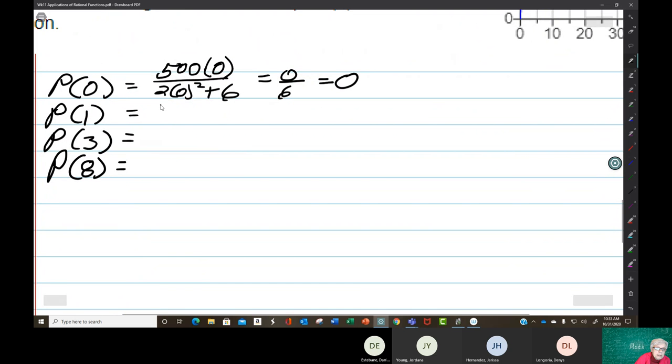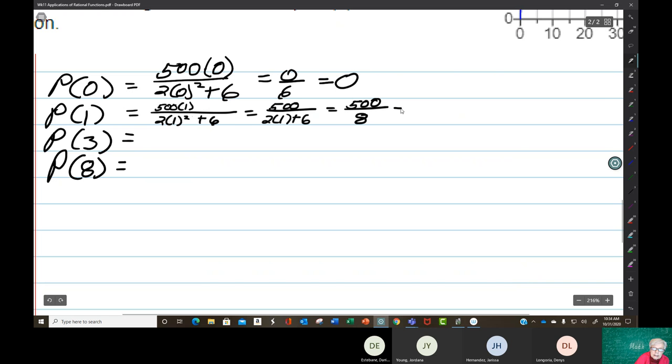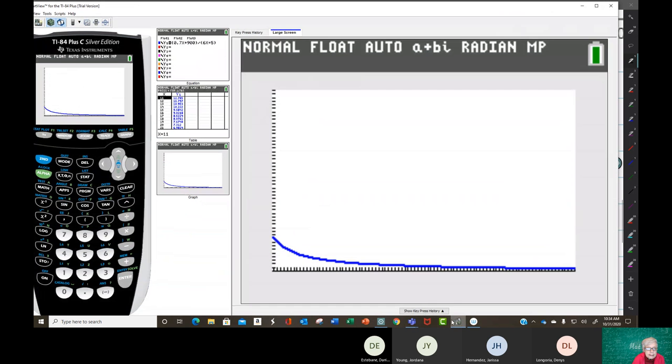All right, P of 1 is going to be 500 times 1 over 2 times 1 squared plus 6. That will be 500 over 2 times 1 squared, which is still 2 times 1, plus 6. And that'll be 2 plus 6 is 8, so we're going to take 500 and divide it by 8. And what are we going to get? Calculator, come on, tell us.